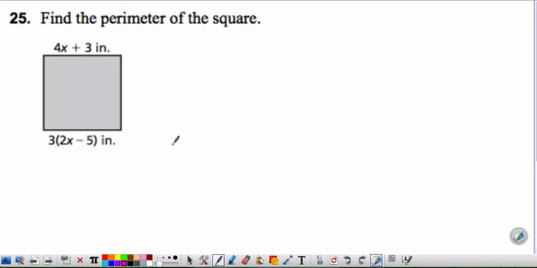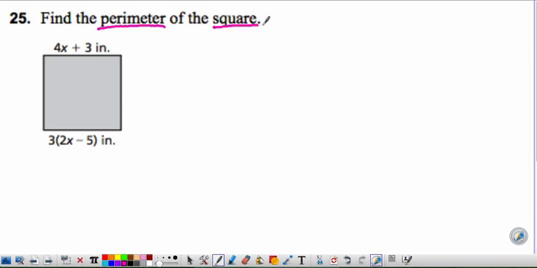All right, so let's look at 25. I really like this question. There's a lot of thinking involved in this question. They're asking you about perimeter, so you have to know that perimeter means addition of all the sides. Well, they only gave me 2 sides. But if you keep reading, they're telling you that it's a square.